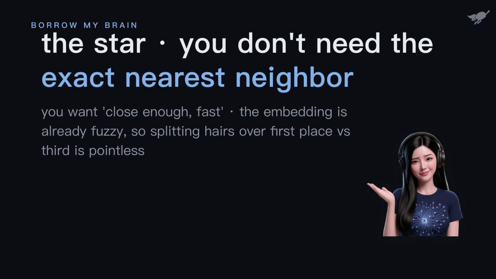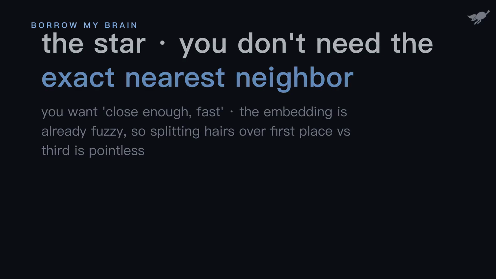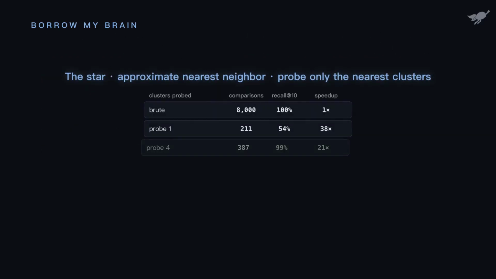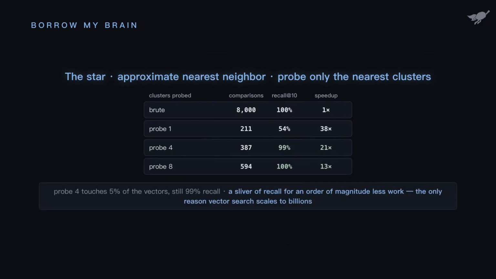It's called nprobe. I ran it over 8,000 vectors grouped into 128 clusters. Brute force, 8,000 comparisons per query, recall 100%. That's the ground truth. Switch to IVF. Probe just one cluster, around 200 comparisons, and recall is only 54%. Probe 4 clusters, under 400 comparisons, and recall climbs to 99%. Probe 8 clusters, a perfect score.